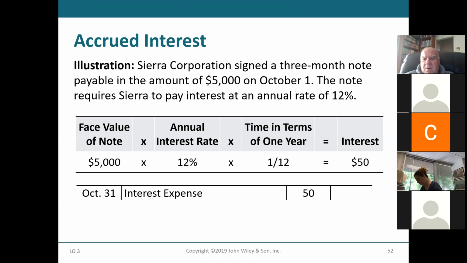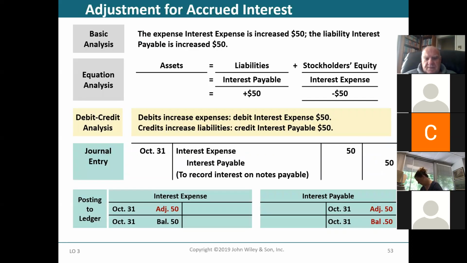So for this particular month, we debit interest expense and we credit interest payable, okay? Because we borrowed the money on October 1st and the interest is 1% per month, we debit interest expense and we credit interest payable, all right? And we'll take another look at it here. Interest expense, debit, interest payable, credit.